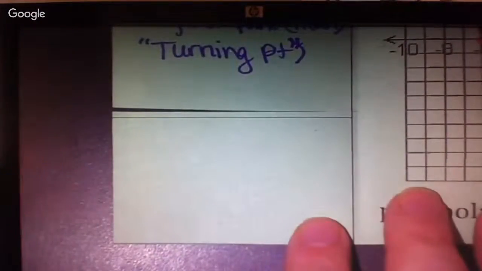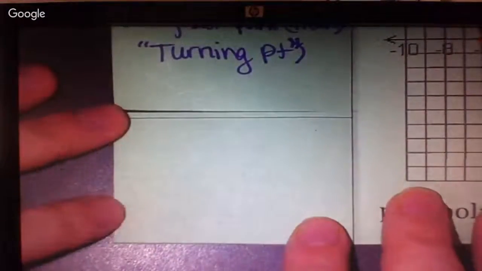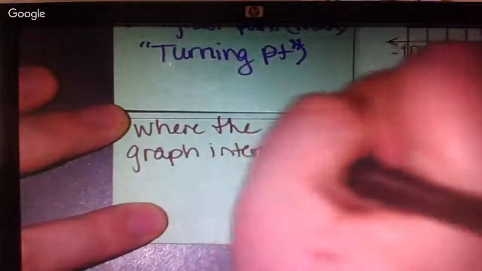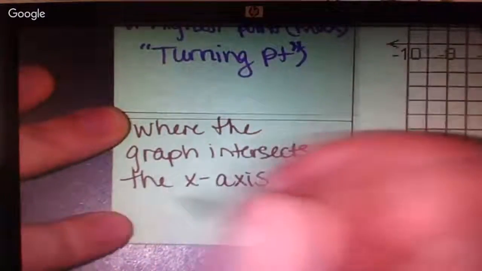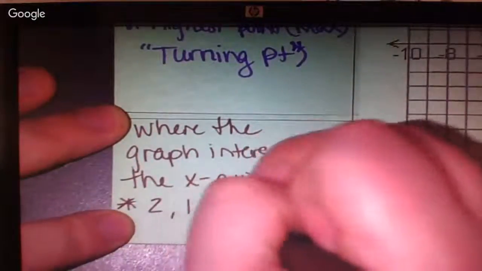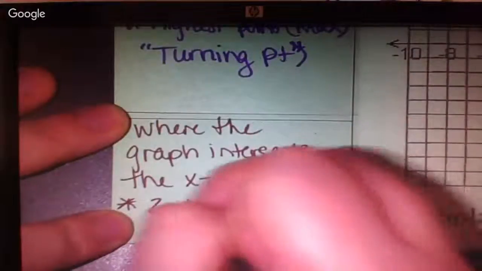Sorry. I forgot to write in the definition here for solutions, roots, and zeros. So this is where the graph intersects the x-axis. There could be 2, 1, or 0 solutions.